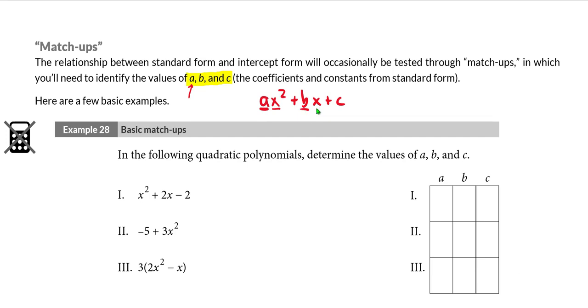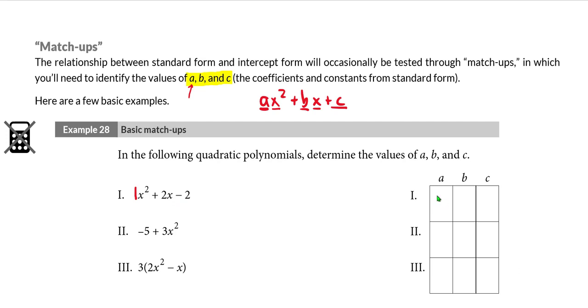There's your B, the coefficient in front of the linear term, and there's your C, the constant that hangs out there at the end. In example 28, this one should be very simple. I would try this one on your own. We just have to look at these quadratic polynomials, and we need to determine the values of A, B, and C. This should be, again, pretty simple.